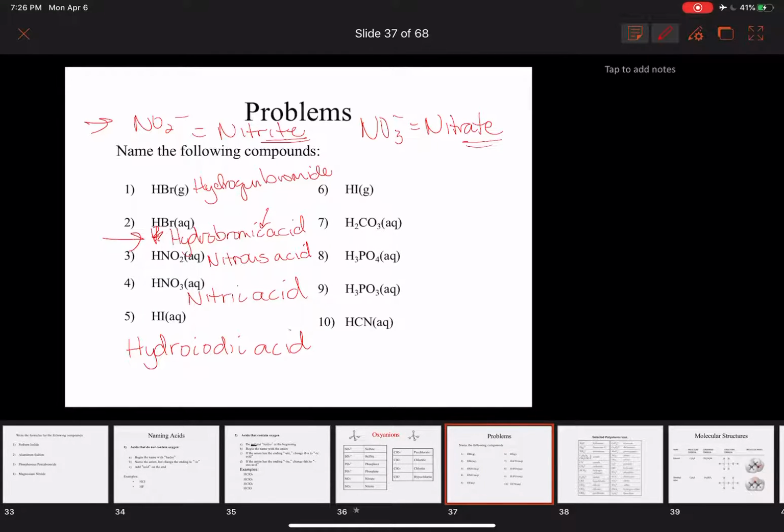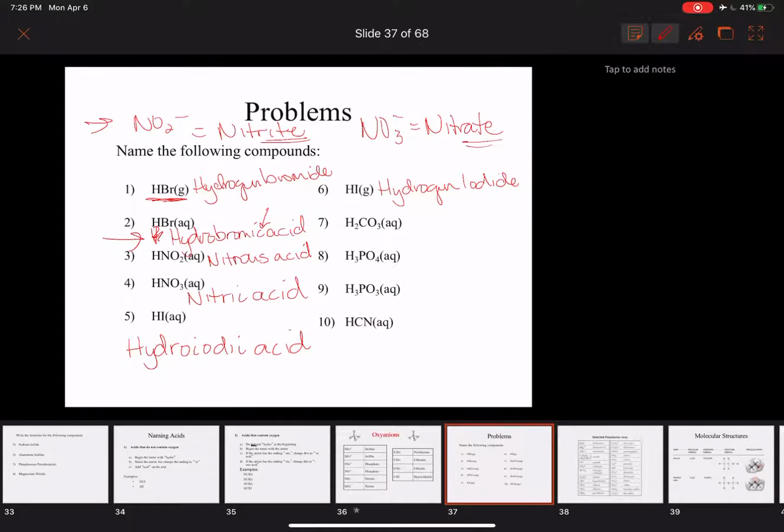Okay, so that brings us to number 6, which is HI in the gas form. So it's not dissolved in water. So we just want to name that with a regular compound name. And that one would be hydrogen iodide. Just like HBr in the gas form is hydrogen bromide.